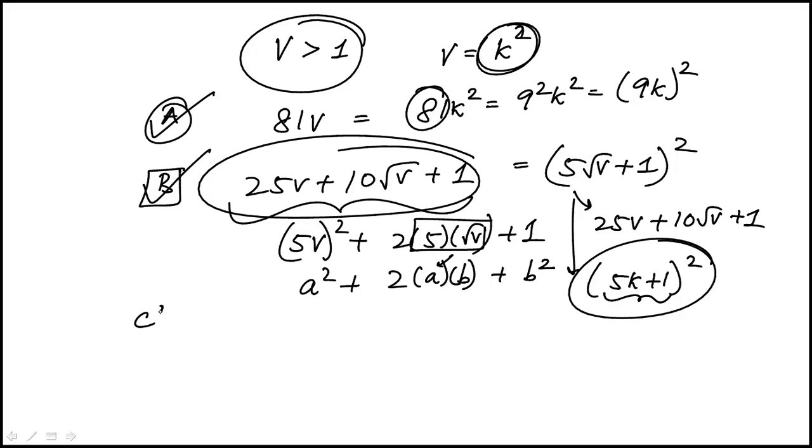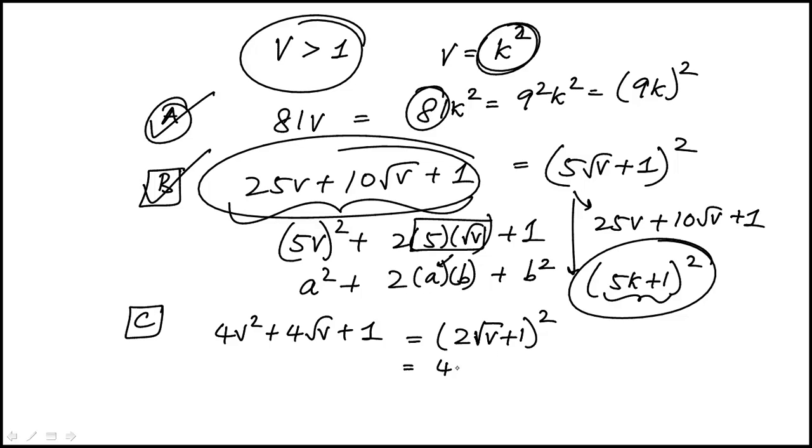Let's look at C, which is 4v squared plus 4 root v plus 1. So similar to the previous one, this is the square of 2 root v plus 1. And let me check this by expansion. No, this one doesn't work. So this is actually incorrect. So let me try it again.